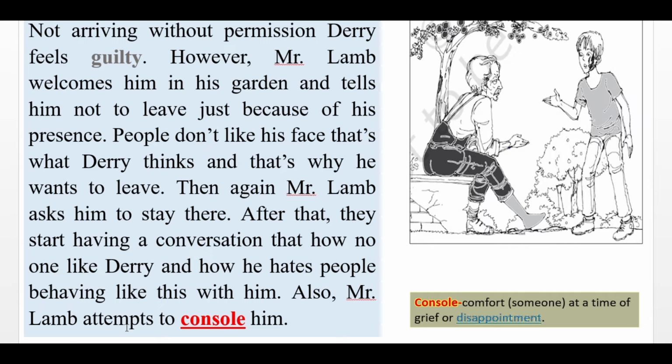Then again, Mr. Lamb asks him to stay there. After that, they start having a conversation, about how no one liked Derry and how he hates people behaving like this with him. Also, Mr. Lamb attempts to console him. Console means to comfort someone at a time of grief or disappointment.